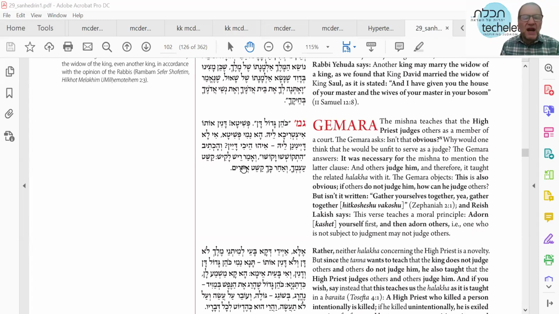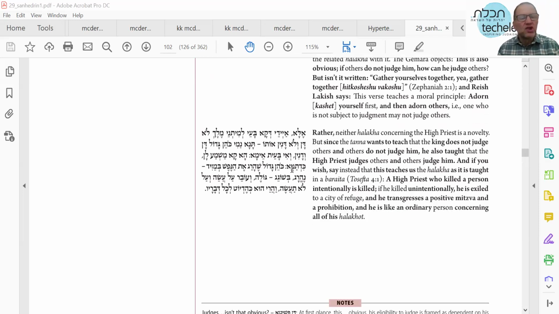So Reish Lakish says, we don't need to be told either that a Kohen Gadol can judge or be judged, because we can learn it from the pasuk in Zephania. And so, therefore, I reject your explanation of why the Mishnah said it in the first place. So Reish Lakish said, I'm not impressed by your reasoning. There must be another reason. And so the Gemarah tries again.